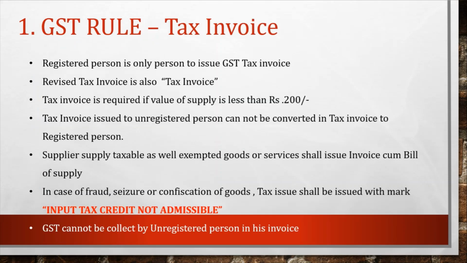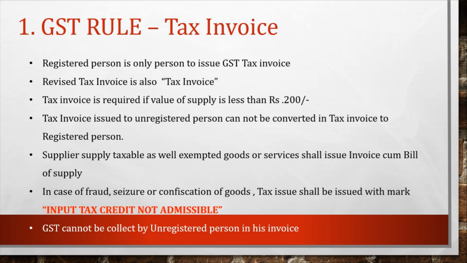Topic number 1, GST rules related to tax invoice. A tax invoice is a document issued by the registered taxable supplier to the recipient as proof that he has supplied something, and it contains a lot of information which we will discuss. A revised tax invoice is also considered a tax invoice. If the value is less than 200 rupees, the supplier is not required to issue a tax invoice. Up to 200 rupees it is not necessary to issue.